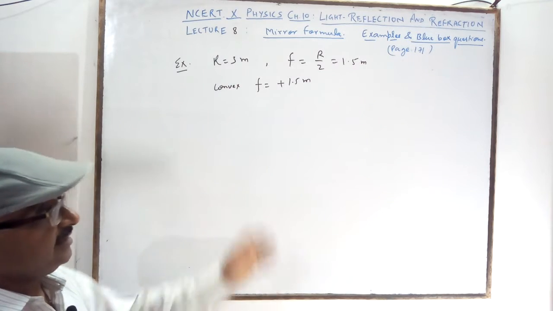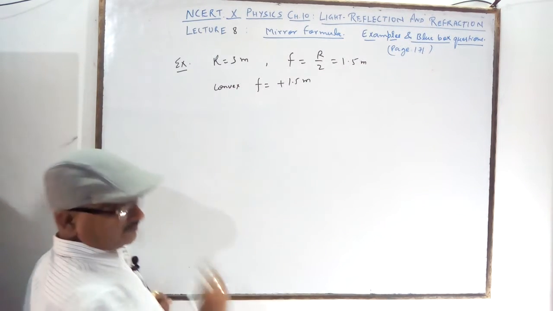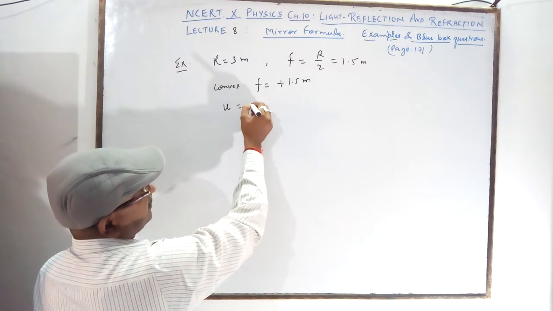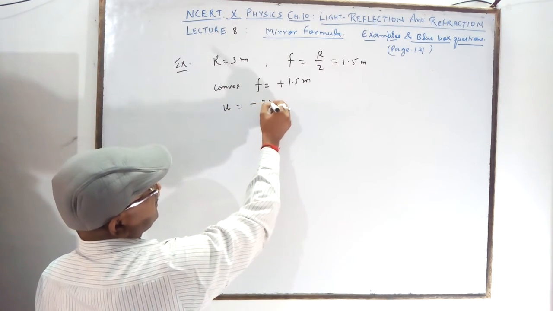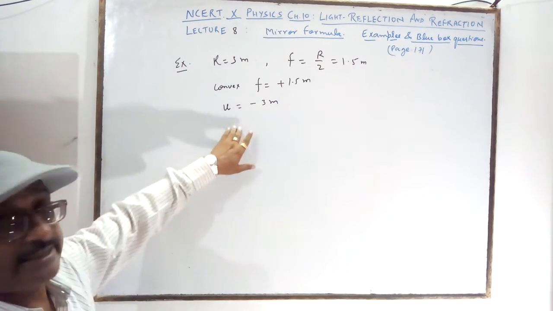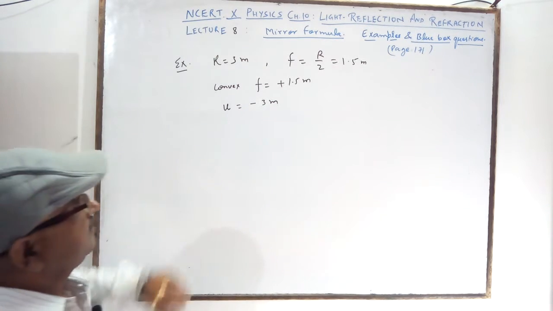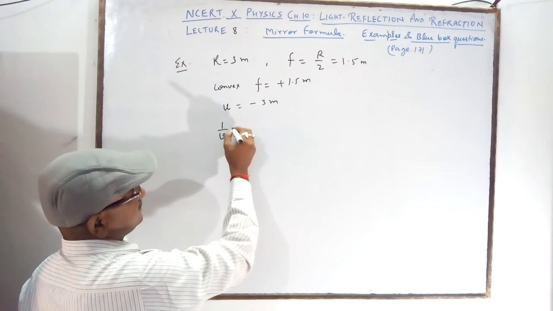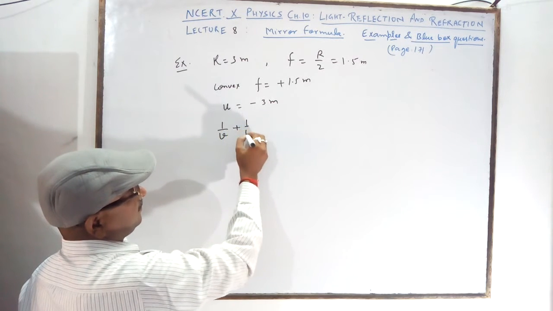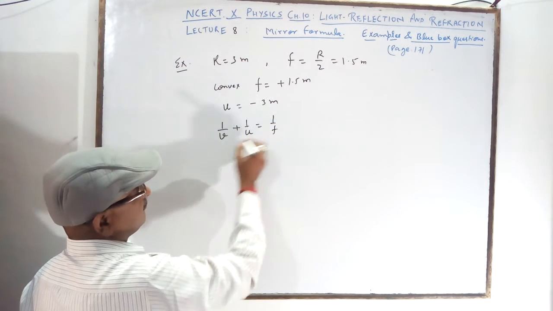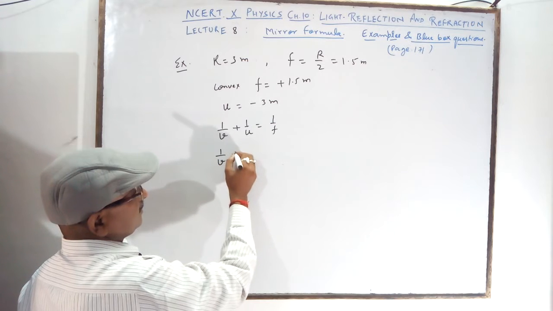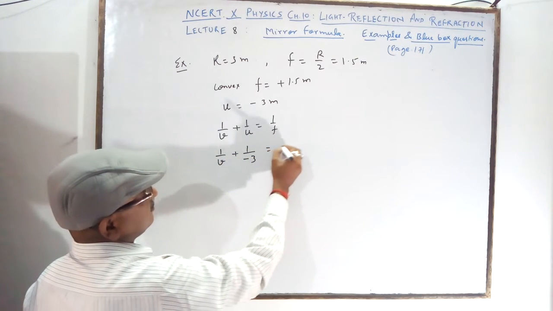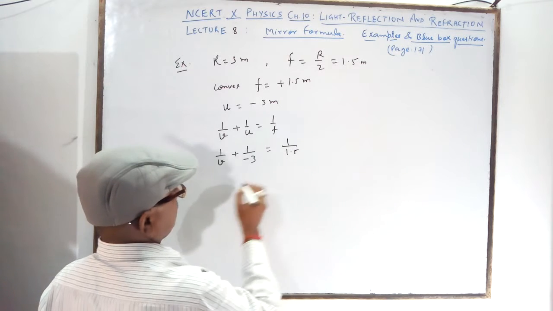Positive, convex mirror, behind. Now you will get the object distance, which is called u. u will be minus 3 meter. Why? Always u will be negative because it is in front of the mirror. So you calculate the position, size and nature. 1 upon v, 1 upon u, 1 upon f. Put the value with the proper sign convention.